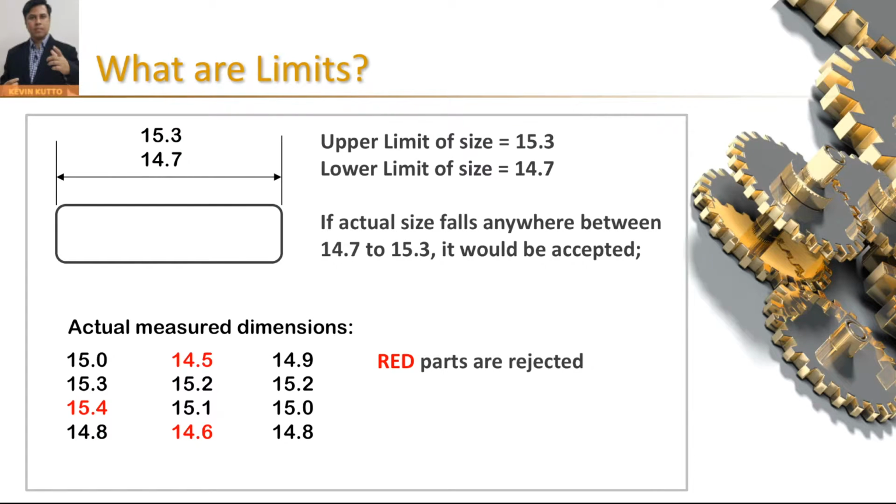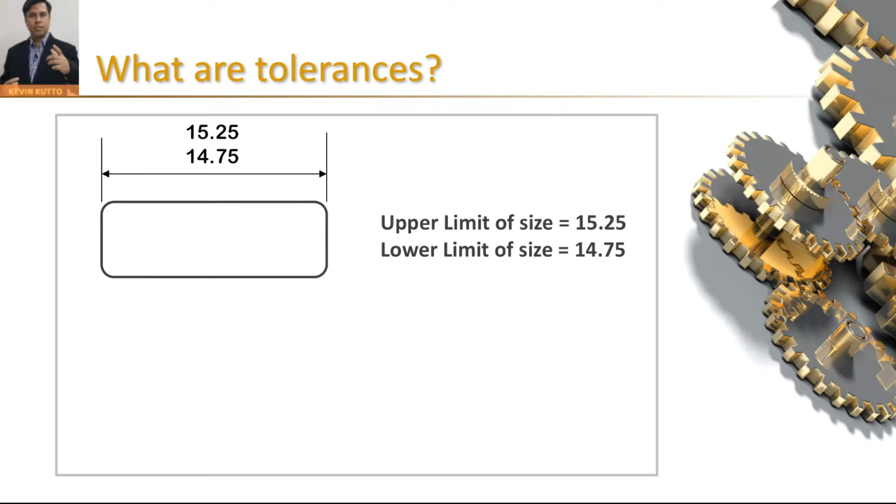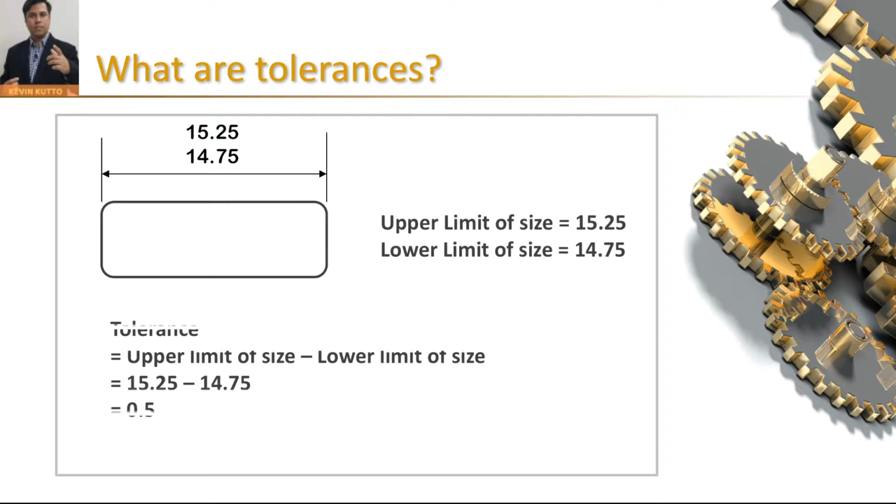Now that we understand what limits are, let's understand what tolerances are. A tolerance is the total amount of error or variation permitted in the dimension. In other words, it's the difference between the upper limit of size and the lower limit of size. Let's see this with the example. Now in this example we know that 15.25 is the upper limit of size and 14.75 mm is the lower limit of size. The difference between these two is the tolerance, which is 0.5.